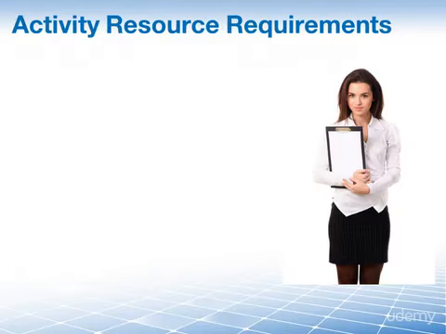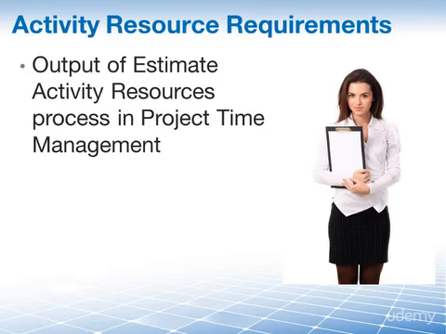To plan your human resources needs, you need to know the amount of activities and the type of resources needed. You find this information in the activity resource requirements. They are an output from estimate activity resources in the project time management knowledge area. Once again, we see that the PMBOK guide uses the concept of creating an output in one area and using it in another as an input quite extensively.